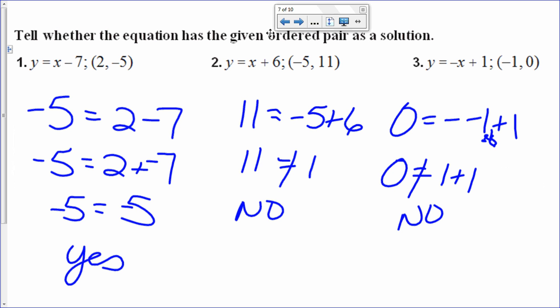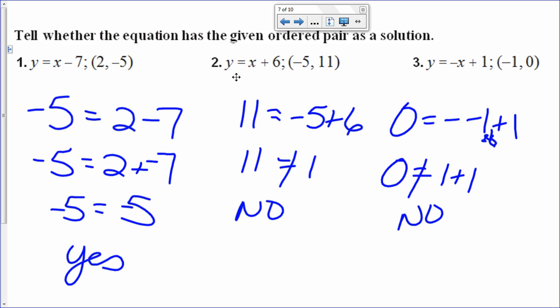Tell whether each equation has the given ordered pair as a solution. And I've already worked these through. y equals x minus 7 for (2, -5). Substitute in 2 for x, negative 5 for y. And since we get negative 5 is equal to negative 5, our answer would be yes, it is a solution.